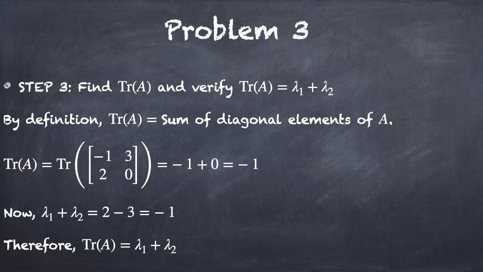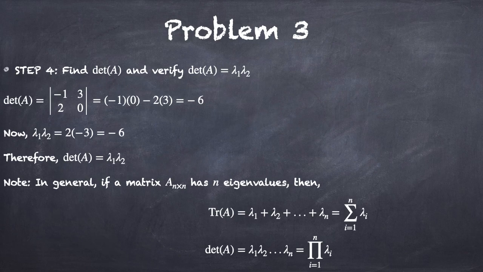Now let's check the sum of the two eigenvalues. We got the two eigenvalues as 2 and negative 3. We sum them up and we get negative 1. So this verifies the property that the trace of a matrix A equals the sum of the two eigenvalues.